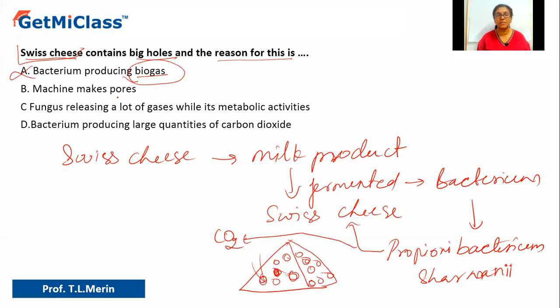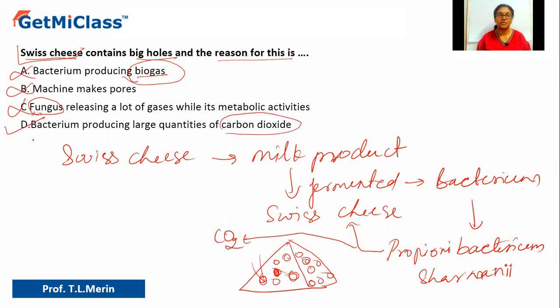Option B says machine makes holes. No, machine does not make holes. It is the organism itself which is responsible for making of holes. Option C says fungus releasing a lot of gases while its metabolic activities. So here this cheese is not made by using fungus. It is made by using a bacterial species. Option D says bacterium producing large quantities of carbon dioxide. That is the correct answer.